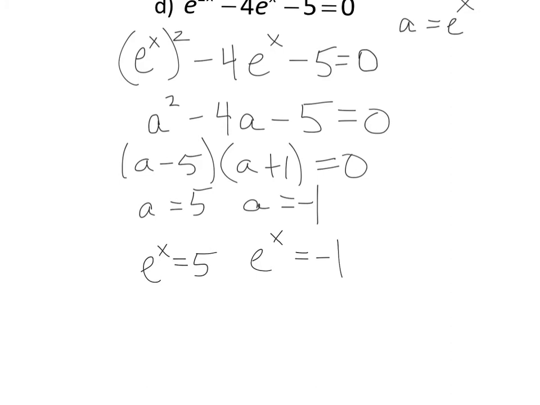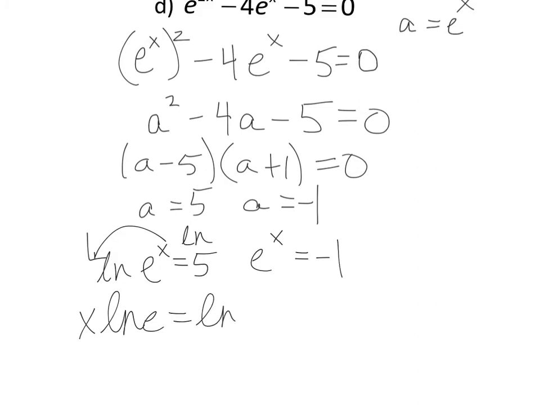You can natural log both sides. I'll do both; you can just fast forward if you've got this. Move the x out in front, and now we have x times natural log e equals natural log 5.